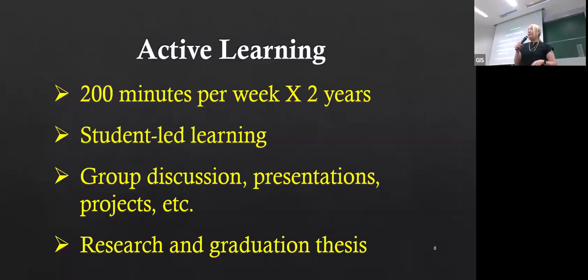We require active learning even more in the seminar. And it's going to be a more condensed type of learning. So you're going to have 200 minutes per week. Each seminar will have two periods in a row. So that's going to be 200 minutes per week. And we ask you to stay in the seminar for 2 years. So that's going to be a big commitment on your part.